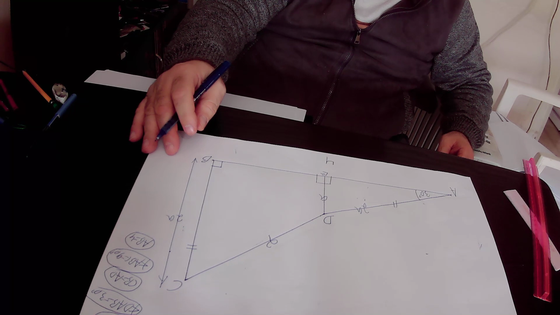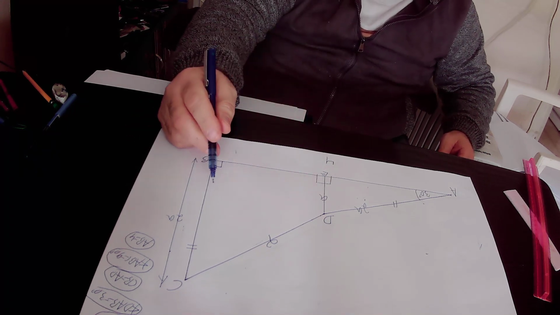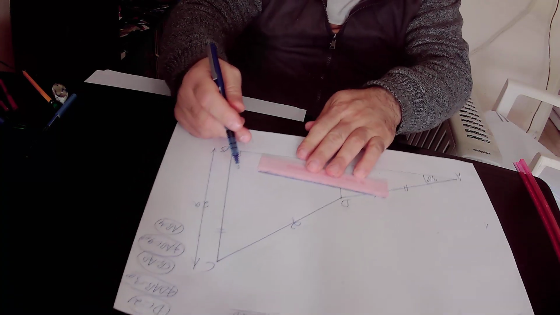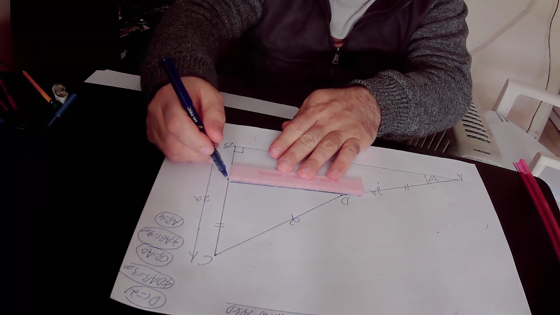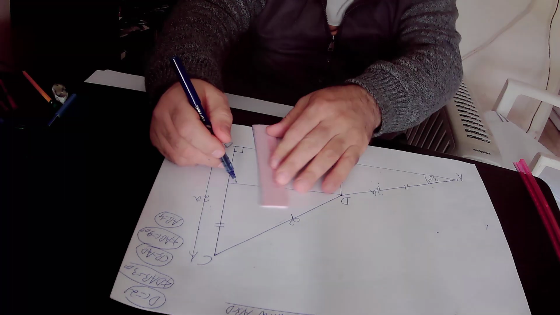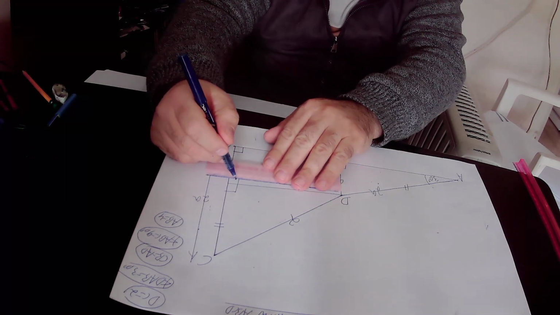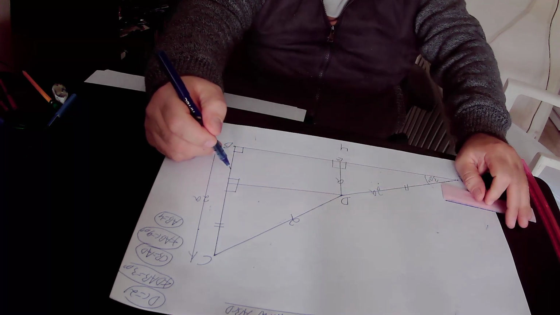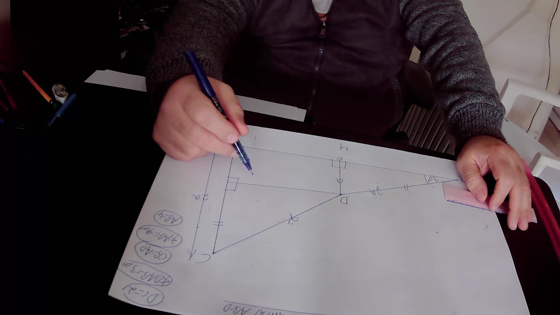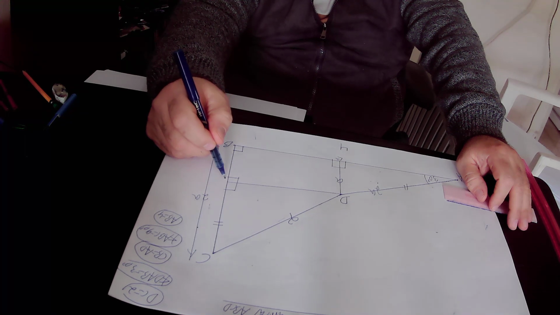In the next step, we will draw a perpendicular from point D to CB. So this angle equals 90 degrees, and this angle will also equal 90 degrees, and we will define the touching point of the perpendicular from point D to CB as point F.